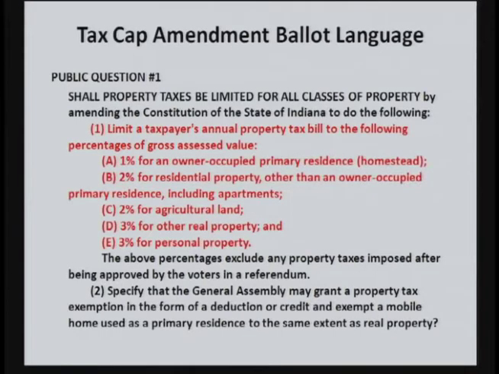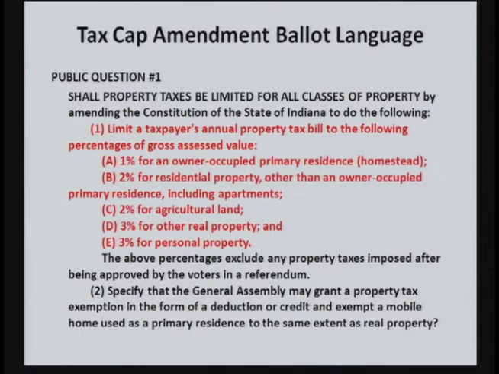Well, the first thing here got highlighted in red, and I'll read this to you. It imposes caps on property tax bills. It would limit a taxpayer's annual property tax bill to the following percentages of gross assessed value: 1% for an owner-occupied primary residence, that's a homestead; 2% for residential property other than owner-occupied primary residence, including apartments, that's mostly rental housing; 2% for farmland; 3% for other real property, that's mostly commercial and industrial land and buildings; and 3% for personal property, which is mostly business equipment.